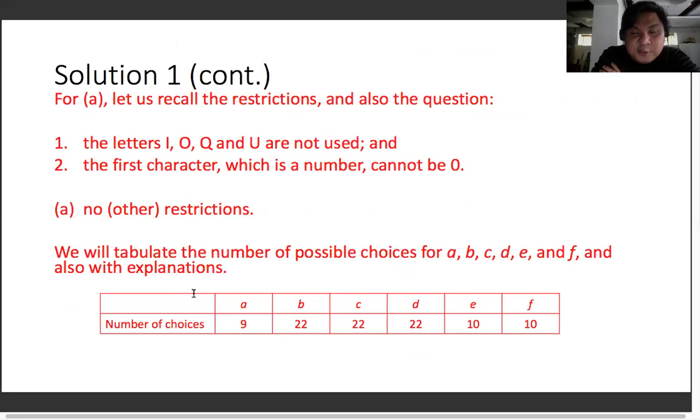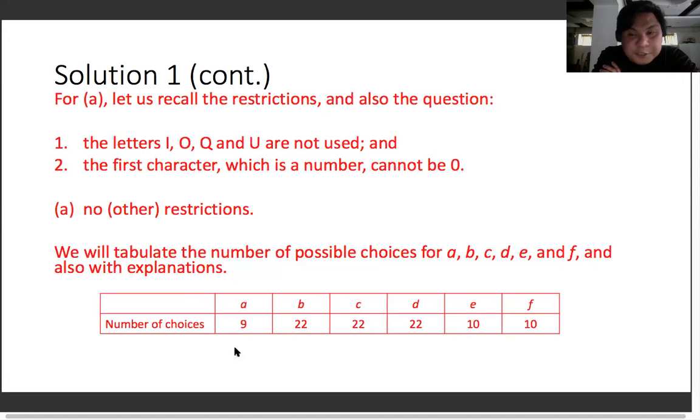All right. So the first question is, what if there are no other restrictions besides the ones already mentioned here? Right. So as I mentioned, we're going to tabulate positions A all the way to F and also indicate the number of choices for each particular position. Now note that A, E, and F are number positions, B, C, and D are letter positions. Let's start with letter A.